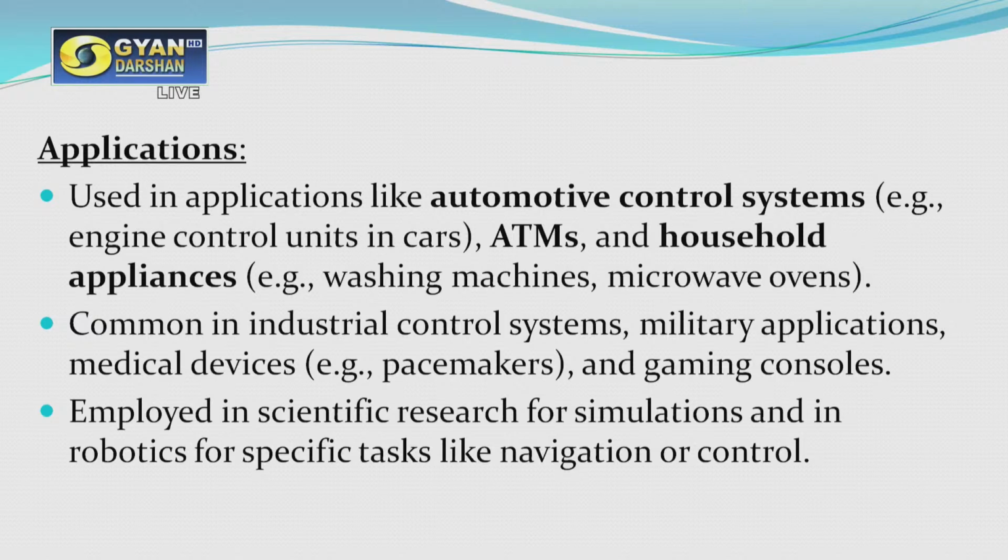These special purpose computers have applications in automotive control systems, ATMs, and household appliances like washing machines and microwave ovens, wherein embedded chips in the form of computers are available, and they are meant to do only specific tasks, controlling things like industrial control systems, military operations, ATMs, etc. These are also employed in scientific research for simulations and in robotics for specific tasks like navigation or control.